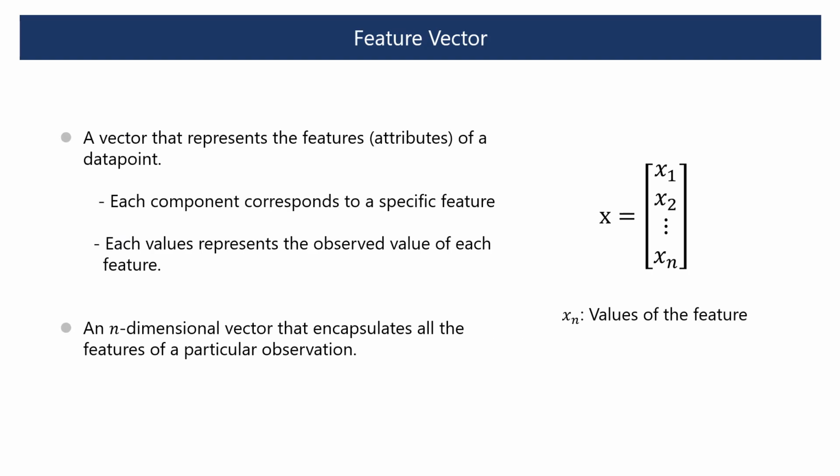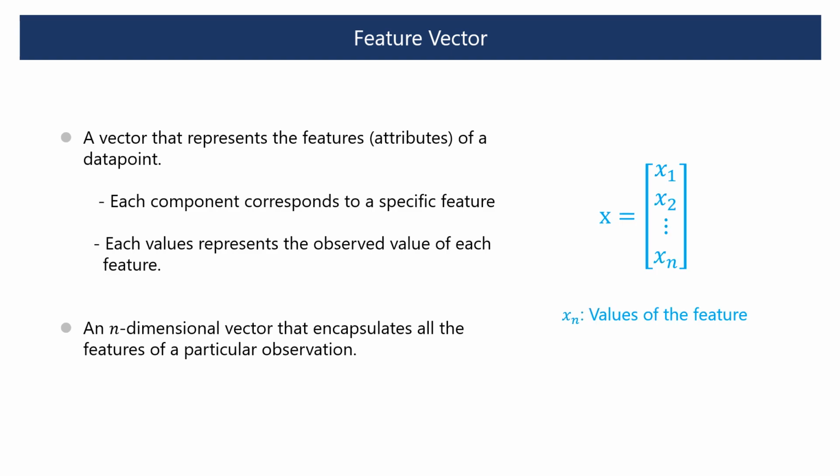A feature vector is a vector that represents the features of a data point. Each component of the vector corresponds to a specific feature, and each value in the vector represents the observed value of each feature. A feature vector is an n-dimensional vector that encapsulates all the features of a particular observation in a dataset.